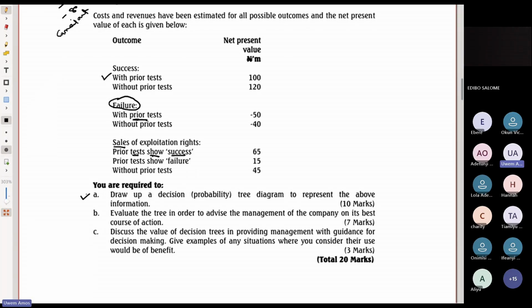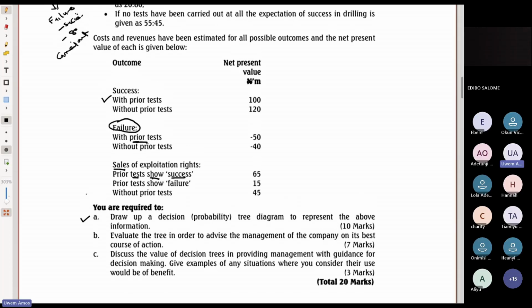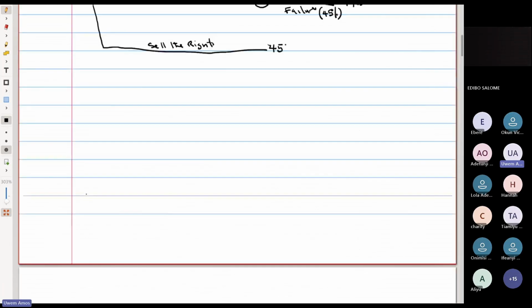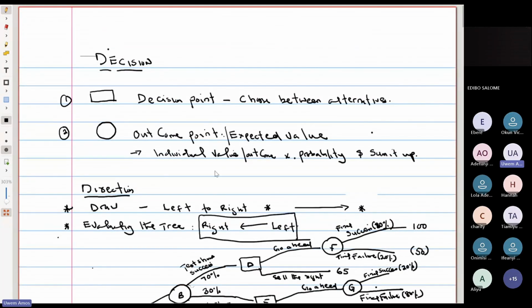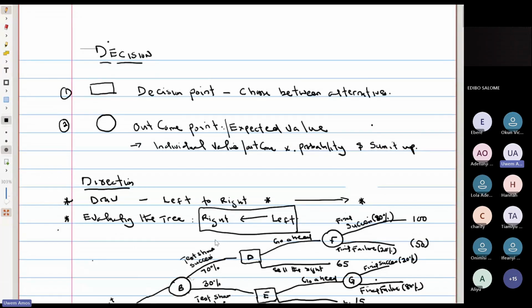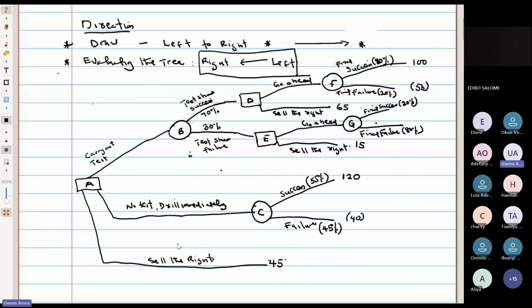Next, let's evaluate the tree in order to advise management on which of the options is best for it to undertake. We said that we draw from left to right, and that's what we've done. When we're drawing, we move from the left to the right this way. But now that we're evaluating the tree, we need to move from right to left.